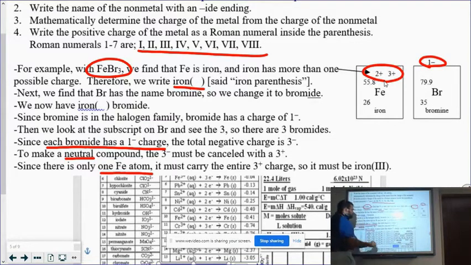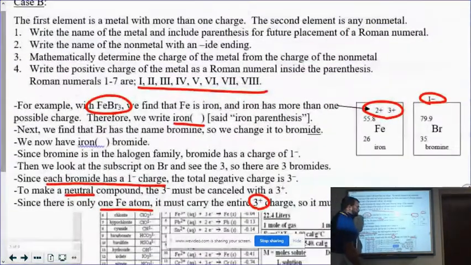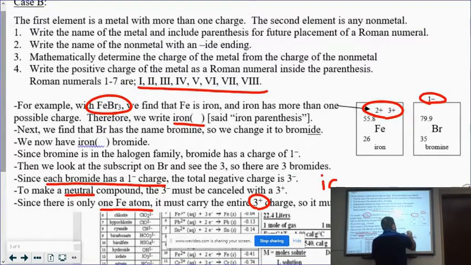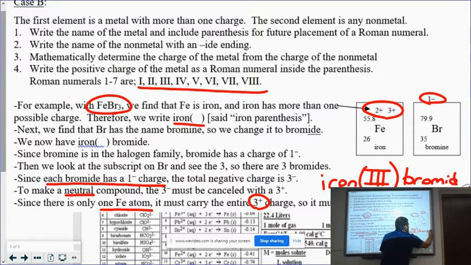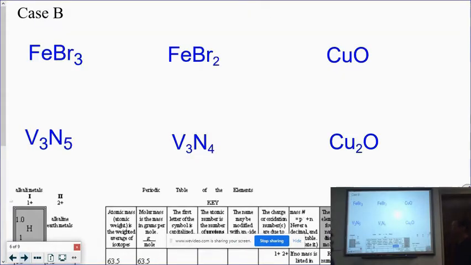So in other words, our iron is 3 positive, and we're going to use Roman numeral 3 in our name. So when this is all said and done, it's going to be iron(III) bromide. There we go. If that seems confusing, you'll understand it more as we go through more examples. All right, so here we go.